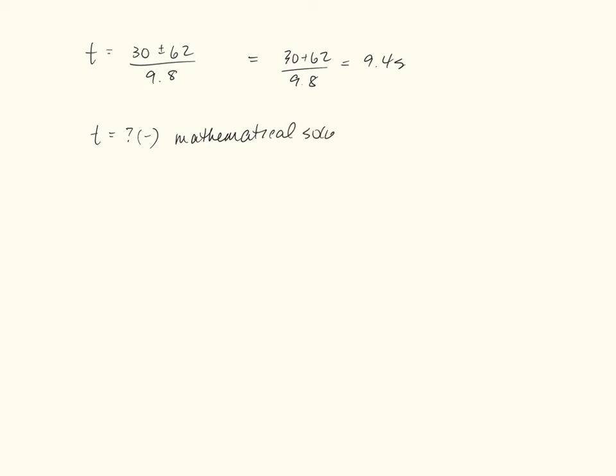So here's what we get. We get t is equal to 30 plus or minus 62 over 9.8. Now you notice one of those is going to give us a positive answer, and one of those is going to give us a negative answer. We're concerned at this point with the positive answer, which is going to be 30 plus 62 over 9.8, which is equal to 9.4 seconds. You may want to think about what the negative t is. Well, that would be the time that the ball would have been at had it started back at the ground before it even came up to the person again. So this is a mathematical solution, but it's not a physical solution.